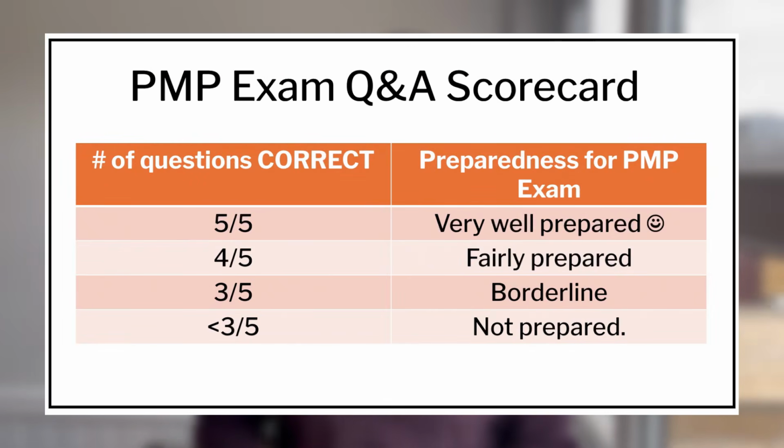And finally, let's move on to question number 5. Remember, the target is to get all the 5 out of the 5 questions correct, okay? However, the minimum expectation is that you will get at least 4 out of the 5 questions correct to consider yourself fairly well prepared for your PMP exam. You can assess your level of preparation according to this scorecard. So, here comes question number 5.